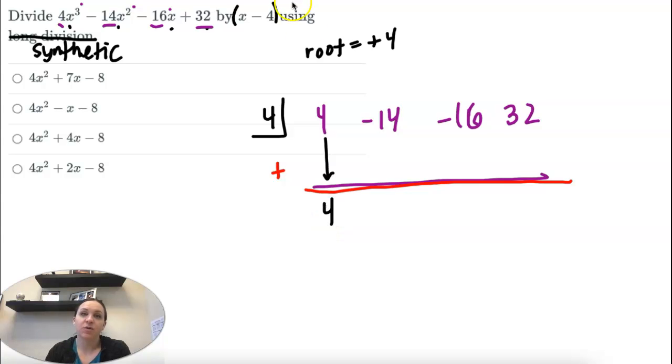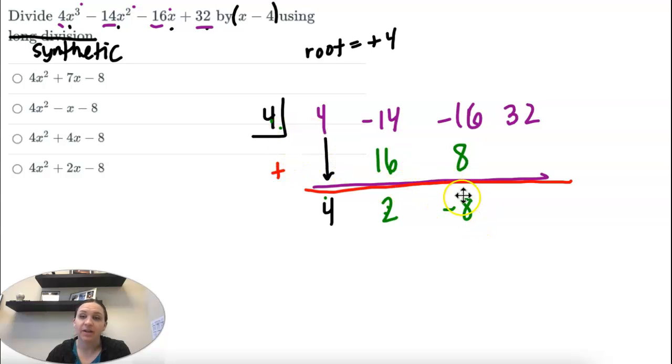And then we're gonna multiply 4 times 4, times the root, is positive 16, and I put that number right here. Now we do that addition that I talked about. So negative 14 plus 16 is 2. Then we do it again, we multiply 2 times the root. 2 times 4 is 8, then we add. Negative 16 plus 8 is negative 8.